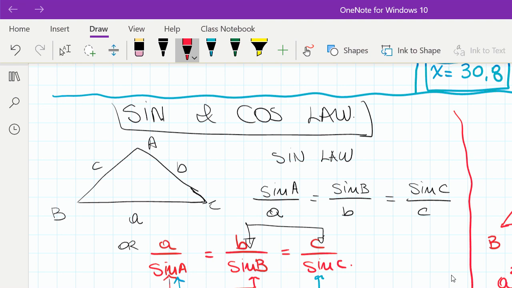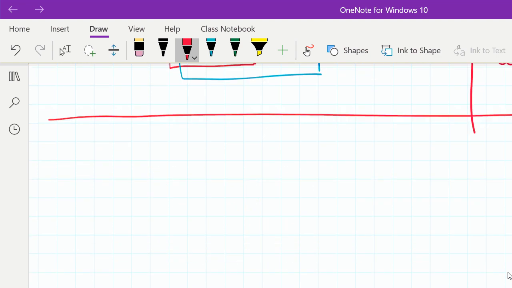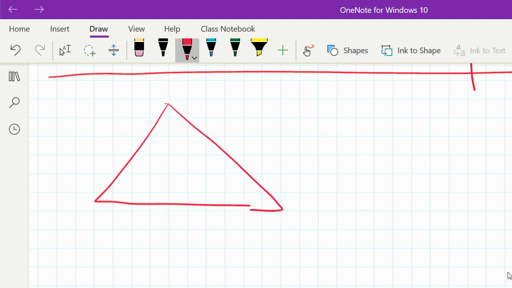Let's take a look at some questions that are dealing with sine and cosine law. So let's suppose that we have a triangle that looks like this: A, B, C, and angle A is 60 degrees while B is equal to 20 and C is equal to 30. And what we are doing is we are looking for A.